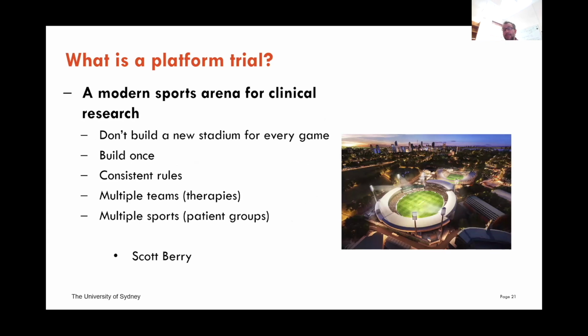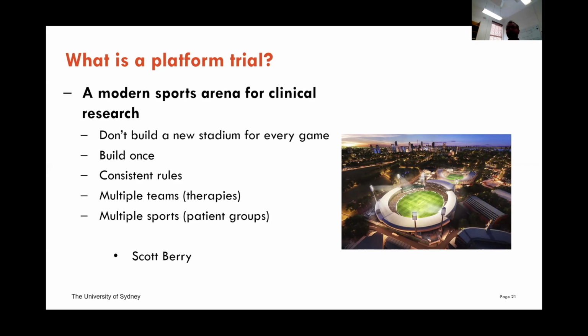And the way that we can do this is through what's called a platform trial. And so a platform trial is, the analogy is that the modern sports arena for clinical research. The idea is that you don't want to build a sports ground or a sports stadium for every game, for every study. You just want to build it once. You want to apply consistent rules. You want to allow multiple teams to compete, that is multiple therapies to be evaluated. And you also want to be able to allow multiple sports to be conducted there, or evaluate your therapies in multiple patient groups.